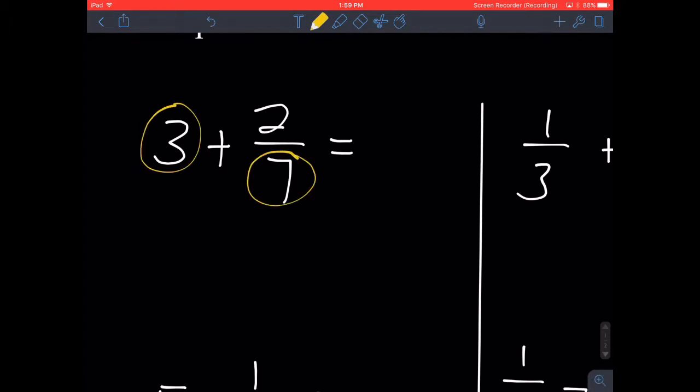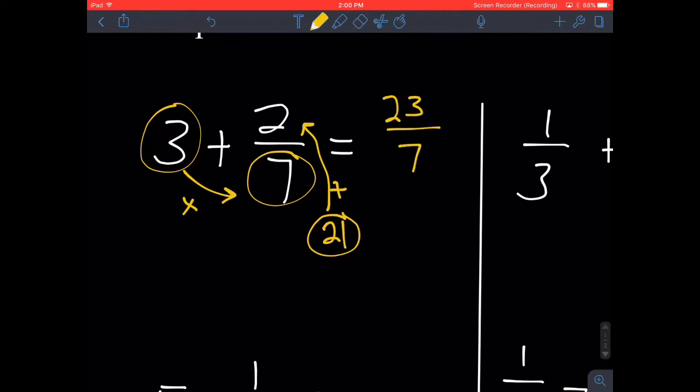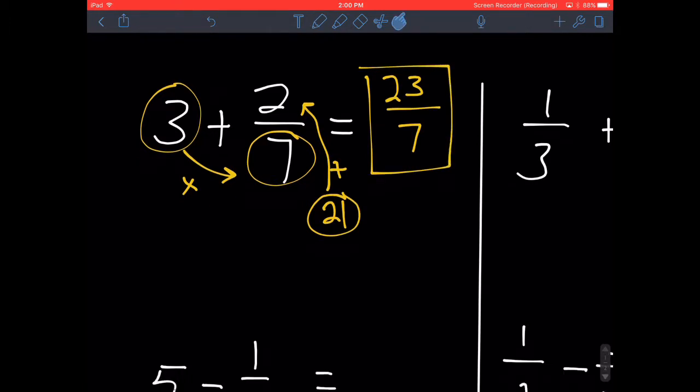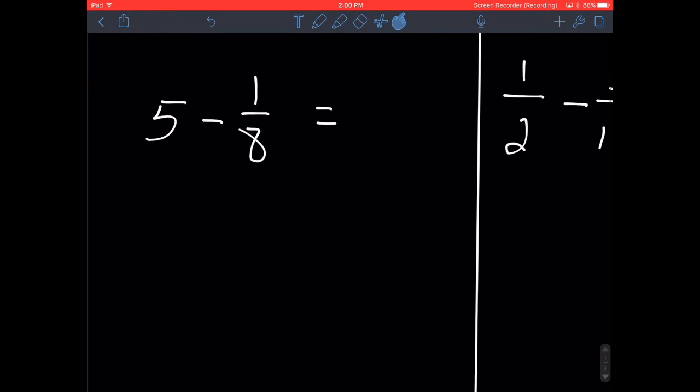See that 3 and that 7? We're gonna multiply those together to get 21. Take your 21 and then you're gonna add it to that 2 to give you your final answer of 23/7. Next!